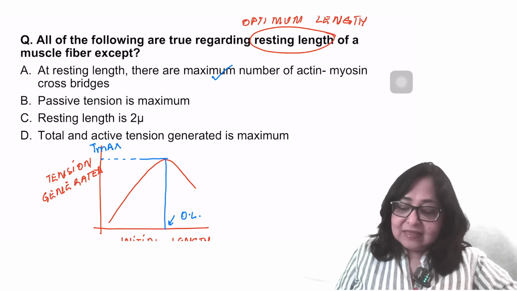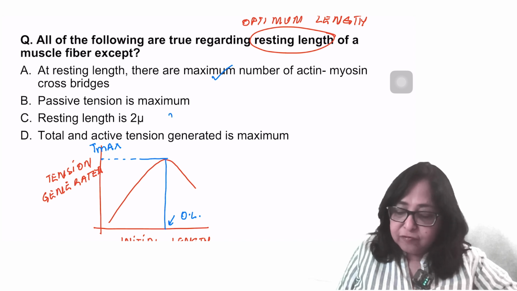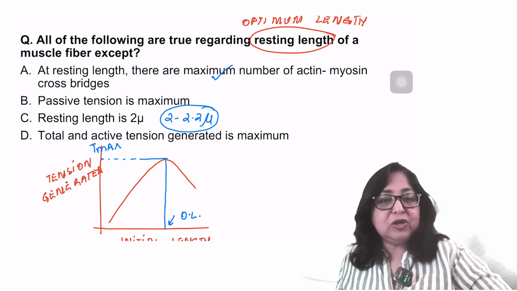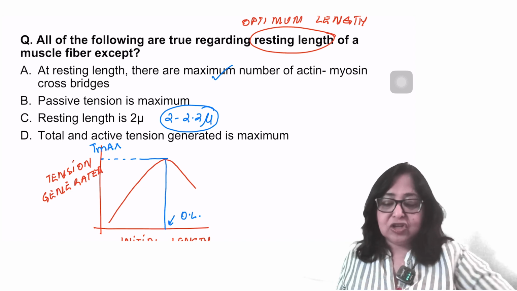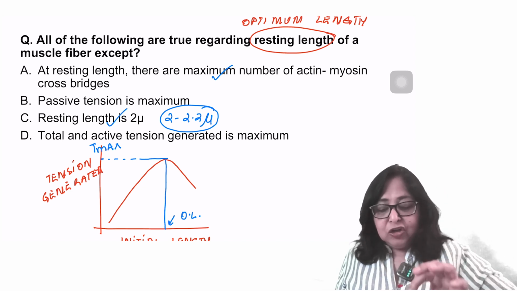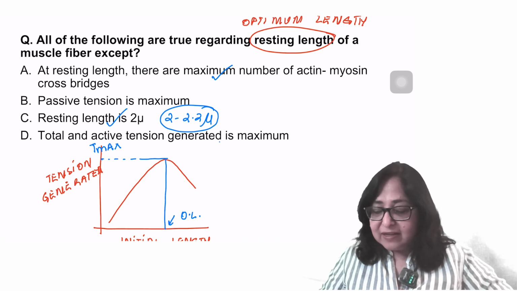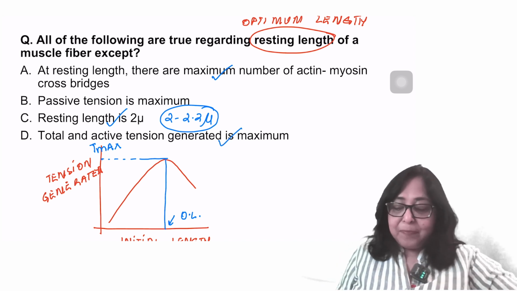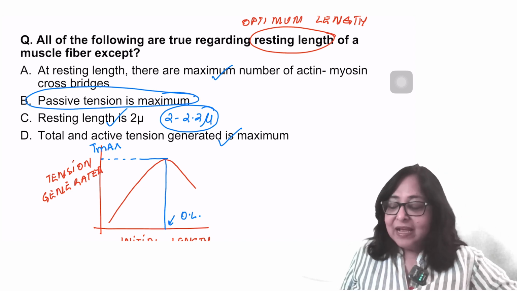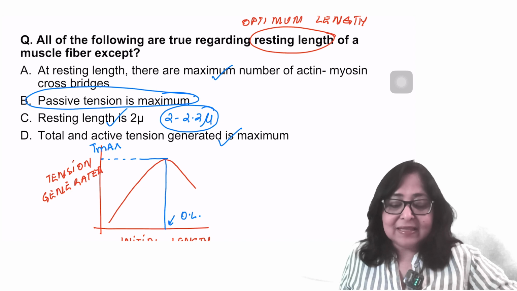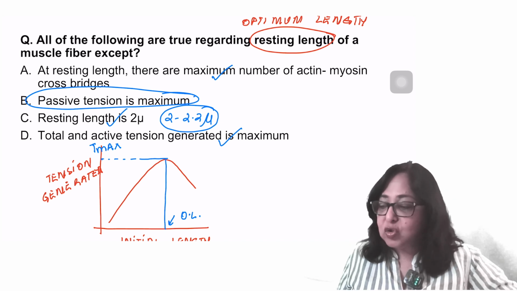Resting length, or the optimum length, corresponds to a sarcomere length of 2 to 2.2 microns. When the sarcomere length is between 2 and 2.2 microns and the muscle contracts isometrically, the tension generated is maximum. Total and active tension generated is maximum. This is true. Passive tension is maximum. This is a false statement. Let me try and explain what is passive tension, total tension, and active tension.